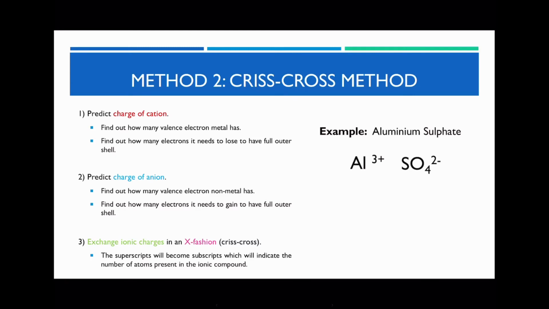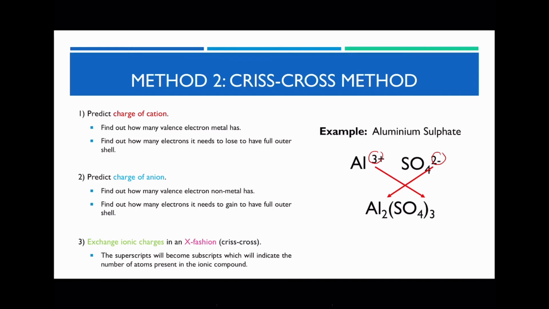So if you're doing the crisscross fashion over here, these are the ionic charges, okay? We need to exchange them in an X-like fashion. If we do that, our formula becomes Al subscript 2 bracket. The reason why we need to have brackets is because these brackets indicate there are 3 groups of the sulfate ion in this case over here. So this is how we actually write down the ionic formula of aluminium sulfate.